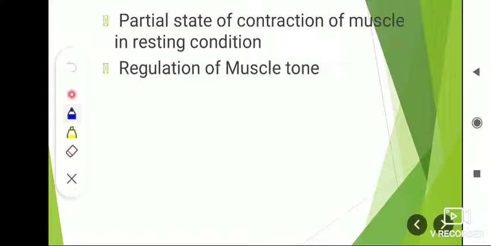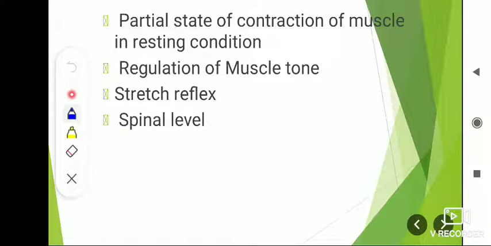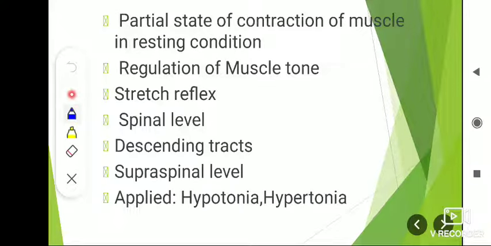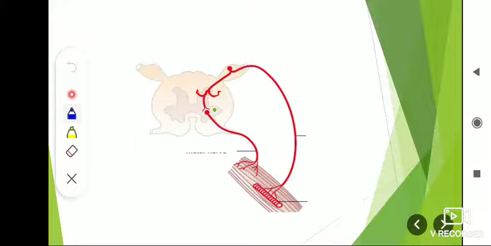Today we'll discuss the regulation of muscle tone. As we know, basic regulation comes from the spinal cord, which we have learned in detail, that is the stretch reflex. It regulates the muscle tone at spinal level. Now, many descending tracts come down from higher centers which control the muscle tone. So today we'll also discuss the supraspinal level of regulation of muscle tone and applied aspects, that is hypotonia and hypertonia. So let's start this discussion with different experiments to prove that there are different levels of regulation of muscle tone.